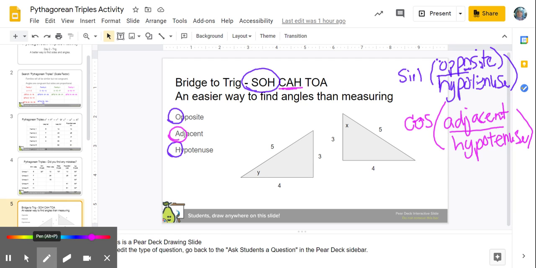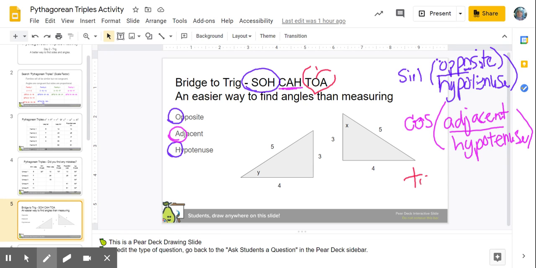So then this last one, TOA, is called tangent. And sine, cosine, and tangent are just 3 trig functions. They just are rules that you put in the calculator. So O is opposite and A is adjacent. Okay. And they change depending on the angle that you're talking about.